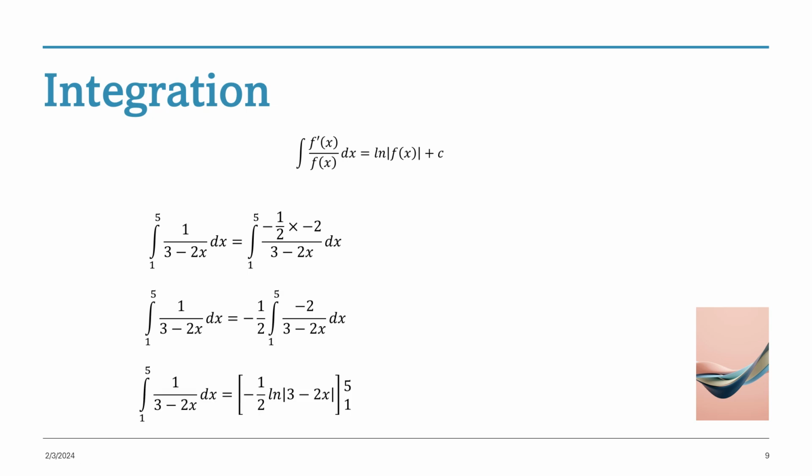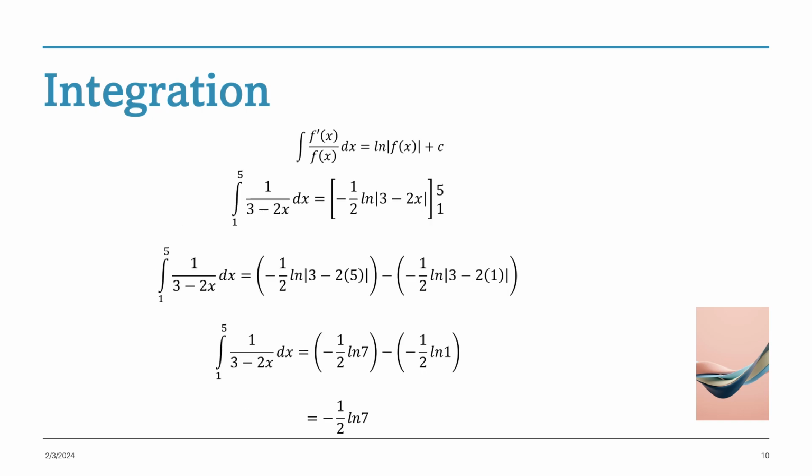So I put the minus half out the front, and since I now have the derivative of the function on the bottom, I have its derivative on top, I get minus a half ln of 3 minus 2x between 1 and 5. So I'm going to sub the 5 in, minus subbing the 1 in. So when I sub the 5 in, I get minus a half of ln 7, and when I sub the 1 in, I get minus a half of ln 1. And ln 1, you might remember, is 0, so I end up with minus a half ln 7.